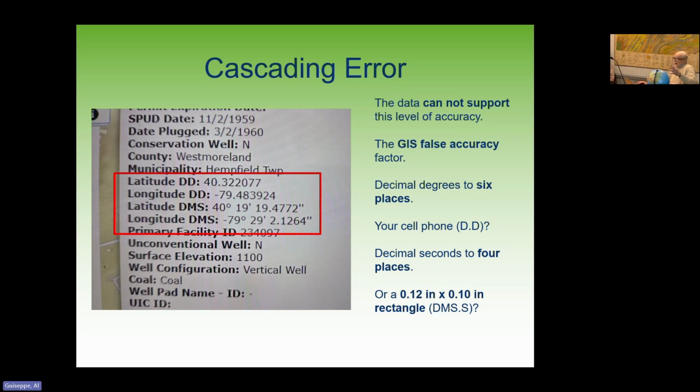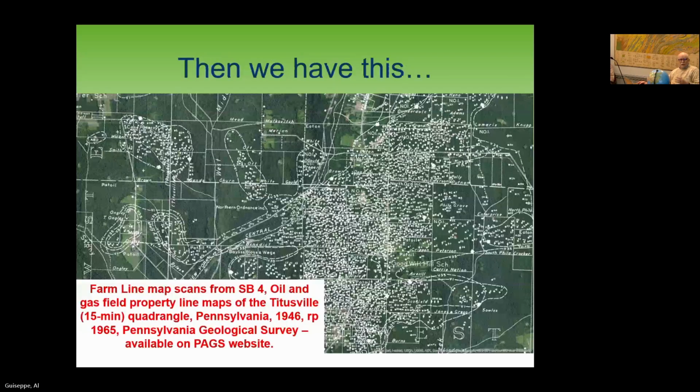You have to take it for what it is. I mean, you can find a spot here, but the well would be over there, way off over here, and it's okay. But like I said, that's how it all came in. And we have this. This is a 15-minute quad built in 1946. How are you going to deal with that?